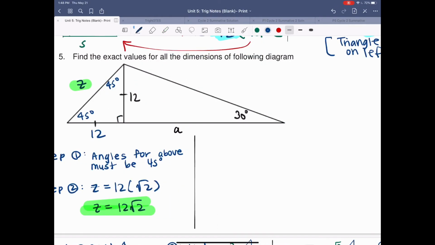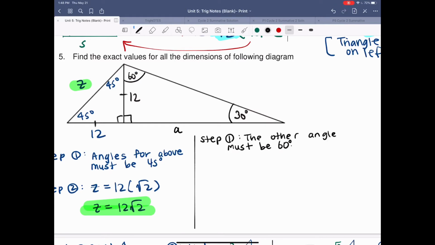Now let's take a look at the right angle triangle on the side. This is 90 degrees because the other one is 90 degrees. This one's 30 degrees. Well, 90 plus 30 is 120. So 180 minus 120 makes this 60 degrees.